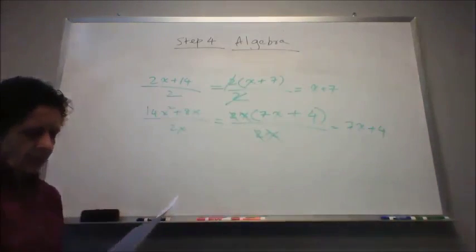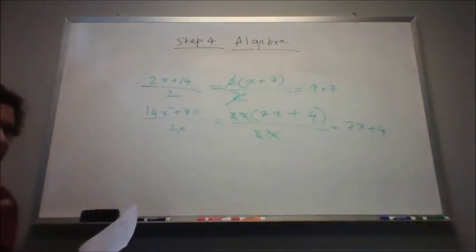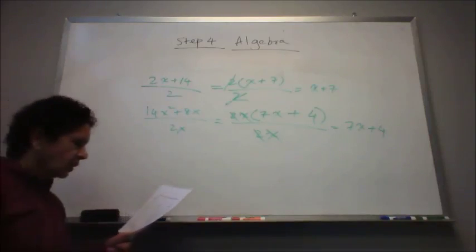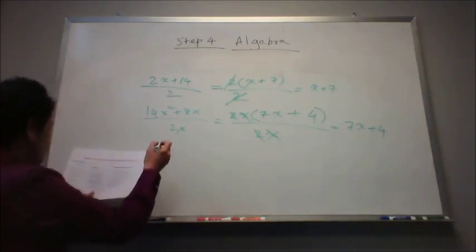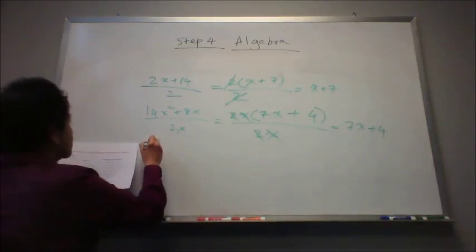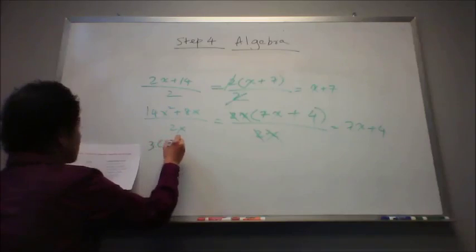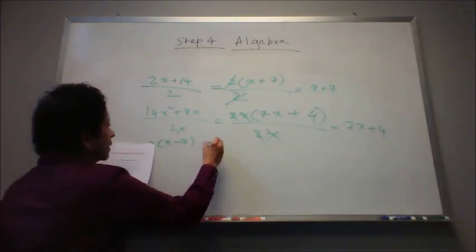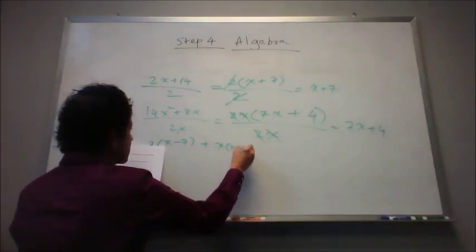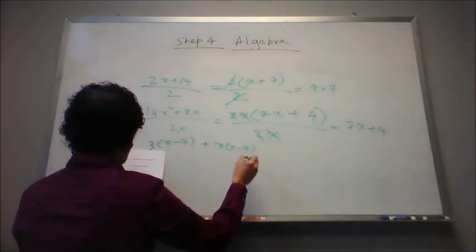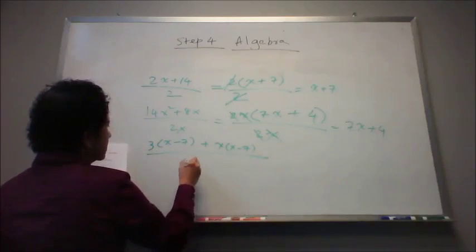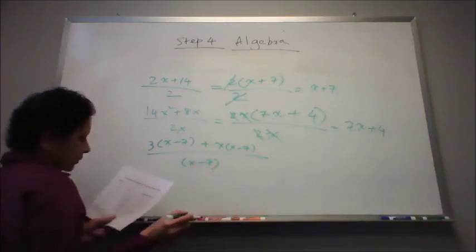Okay? So you need to be able to factor and then do the simplification when you are dealing with these rational expressions. So let's do another one, for example. So let's say I have 3 times x minus 7, and then plus x times x minus 7, and then the whole thing divided by x minus 7.